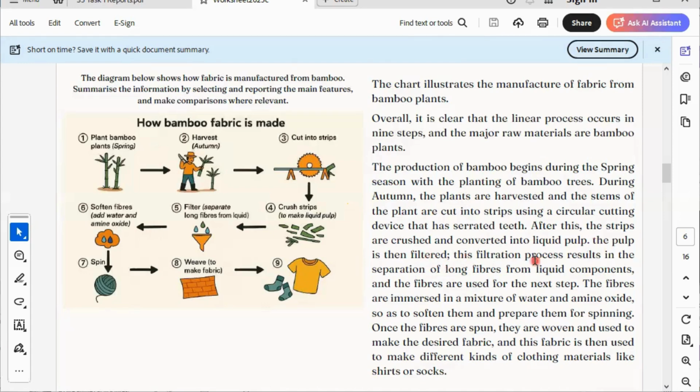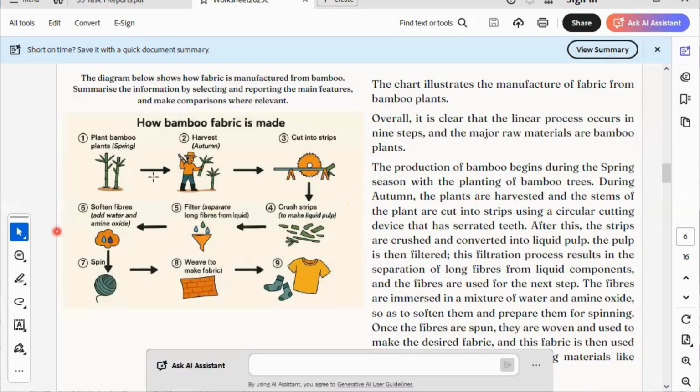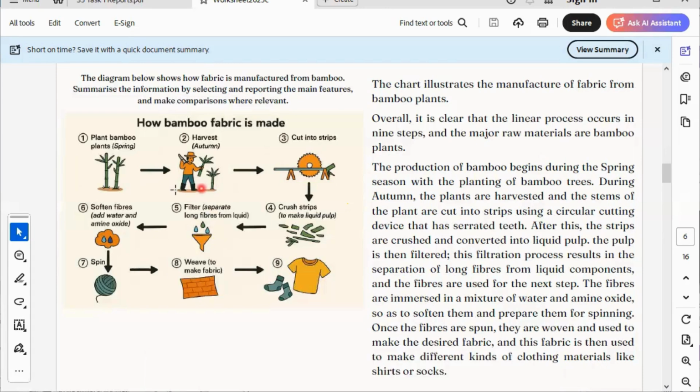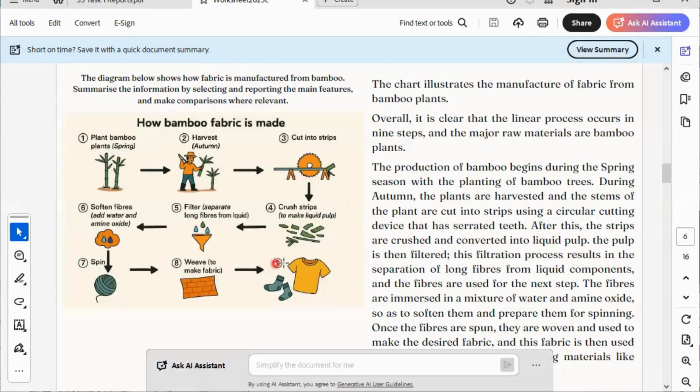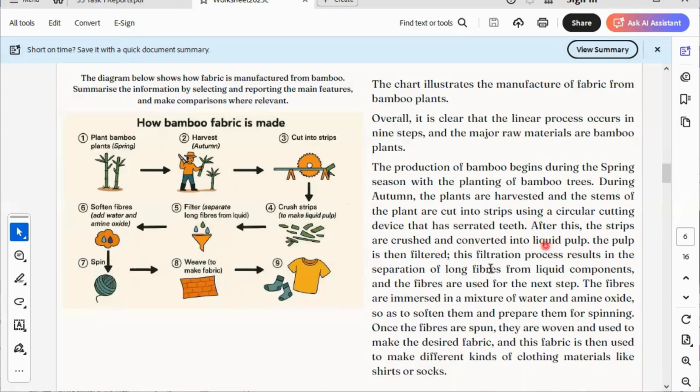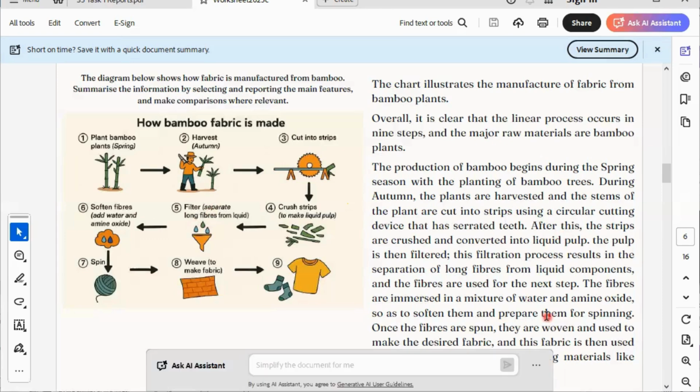this filtration process results in the separation of long fibers from the liquid components. Can you see that, step 5? So I'm using the drawings and the labeling on each drawing. You have a big drawing, but inside that big drawing we have many small drawings. For this particular example, we have 9 small drawings. I'm using the small drawings to determine what I will write. So the examiners want you to look at the drawings and the labelings on the drawings to decide what to write. Hope you are getting my point.